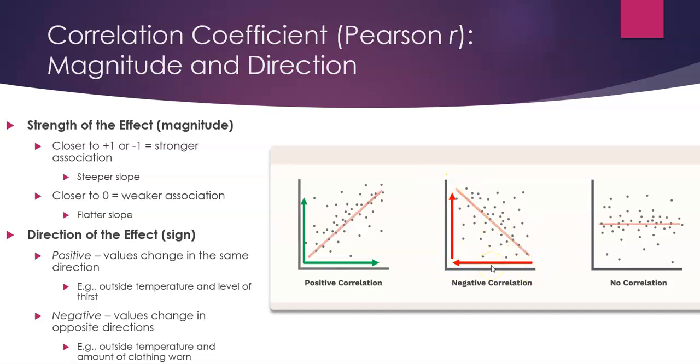An example of this would be outside temperature and the amount of clothing people wear. As the outside temperature increases, the amount of clothing people wear decreases. So lower temperatures, more clothing worn; hotter temperatures, less clothing worn. That would be an example of a negative association. So positive association, values change in the same direction. Negative association, values change in opposite directions.